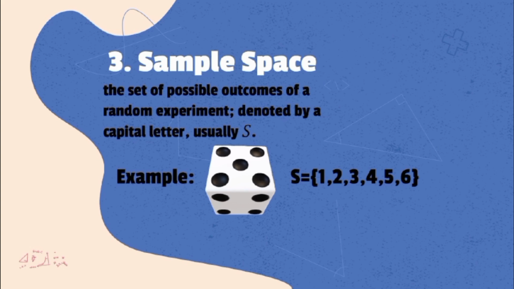These 6 outcomes are equally likely to occur, which means that each outcome has an equal chance of appearing. Therefore, the sample space S is equal to {1, 2, 3, 4, 5, 6}, where 1, 2, 3, 4, 5, 6 are the elements. A sample space may be finite or infinite. A finite sample space has a number of elements that can be counted, while an infinite sample space has an unlimited number of elements.